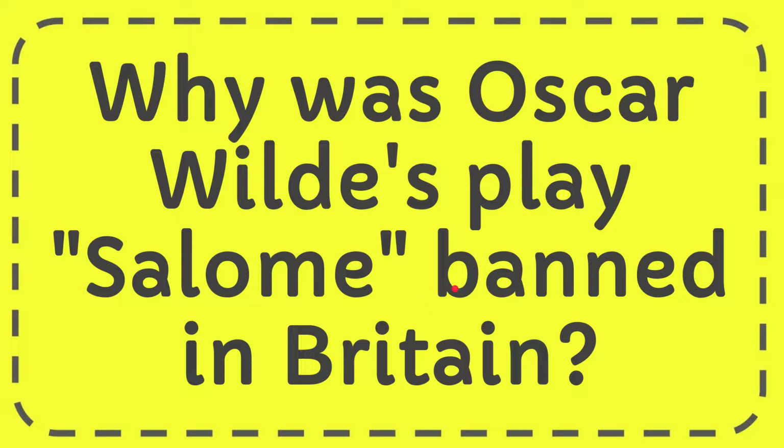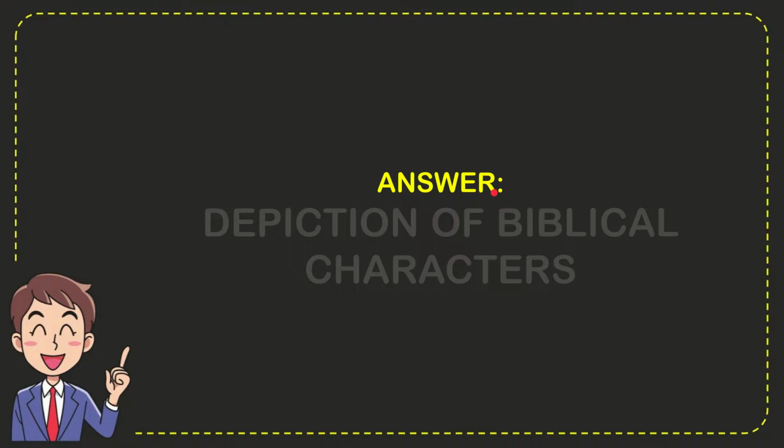In this video, I'm going to give you the answer for this question. The question is, why was Oscar Wilde's play Salome banned in Britain? Well, I'll give you the answer for this question, and the answer for the question is depiction of biblical characters. So that is the answer for the question.